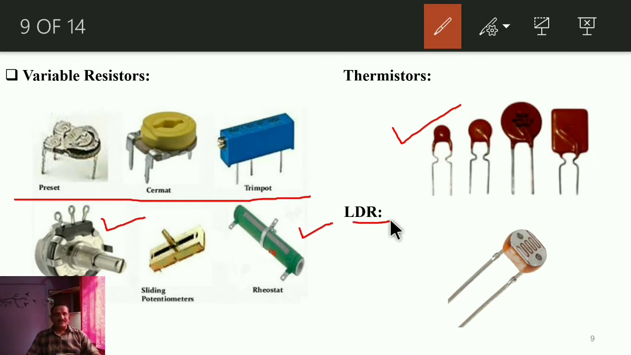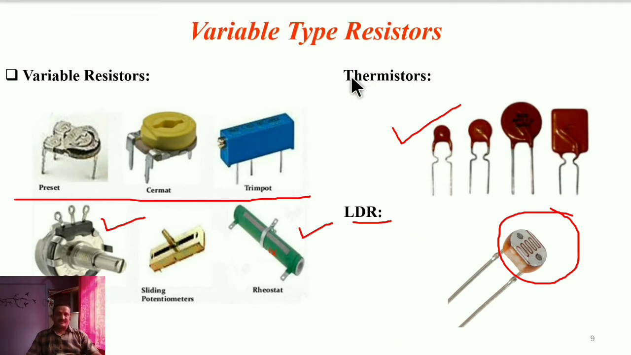And the last one I showed is the LDR, that is light dependent resistor. The name itself indicates that according to the light intensity incident on this device, the resistance between the two terminals gets varied, and that's why it is known as light dependent resistor.